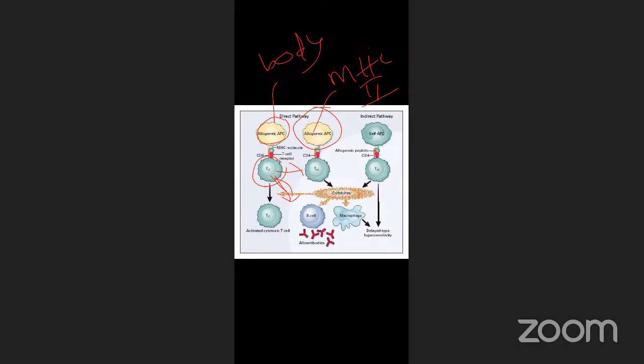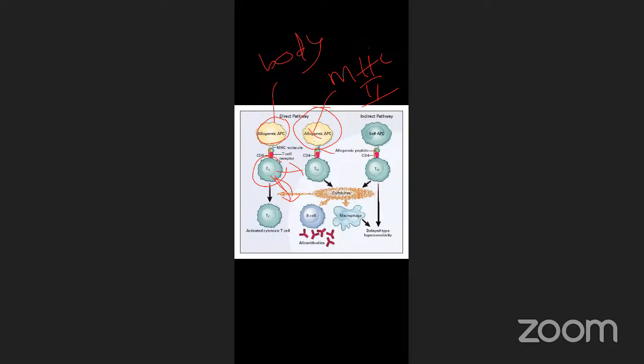And whenever our body encounters a pathogen or parasite, these macrophages, dendritic cells, and B lymphocytes recognize the antigens and process the antigen by engulfing them. After the processing, the antigens are presented by the MHC molecule 2. This is MHC molecule 2.